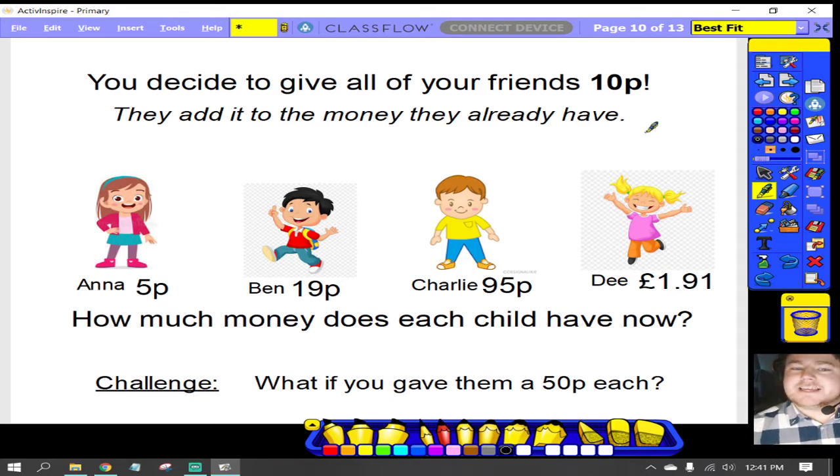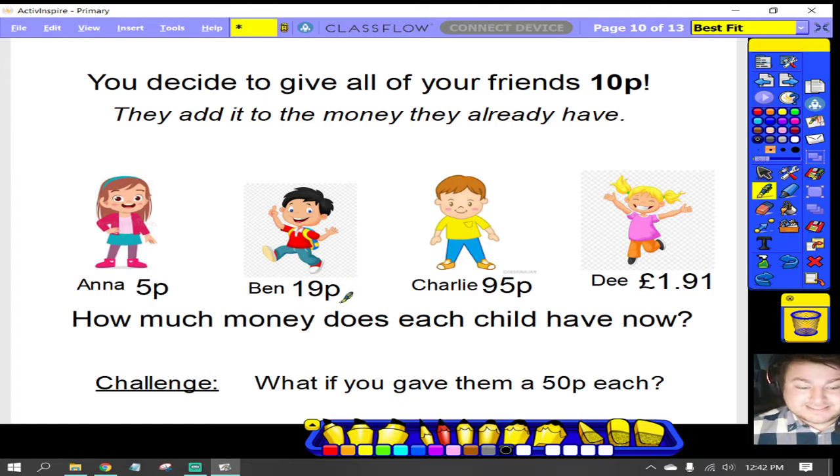Okay, our task. You decide to give all of your friends, sorry, not your real friends, these make-believe friends, 10 pence. They add it to the money they already had. Looking over here, Anna, they're all delighted, by the way. They're all very thankful. Anna has got 5p already, so we need to add 10 more pence.